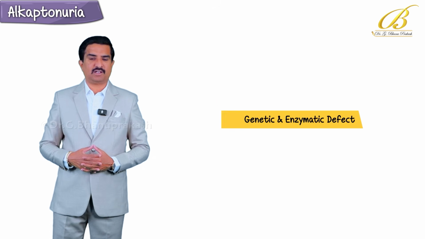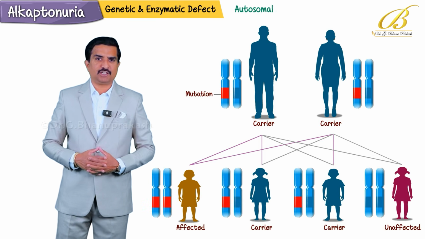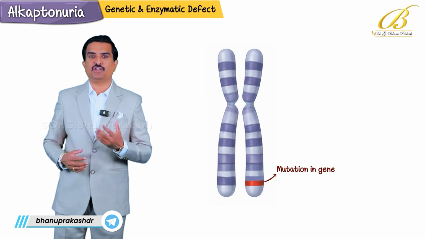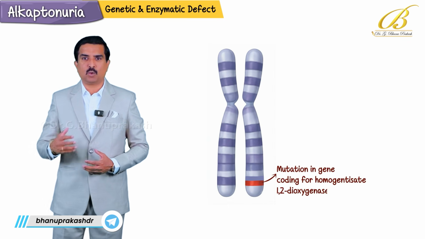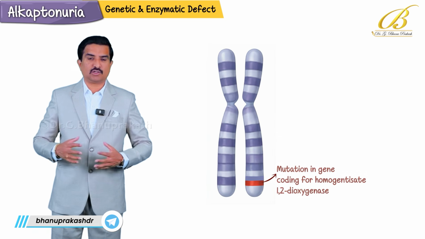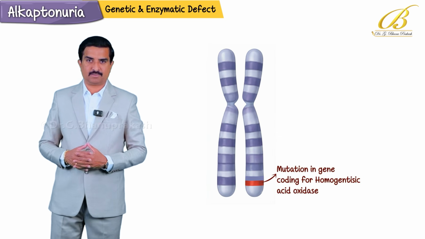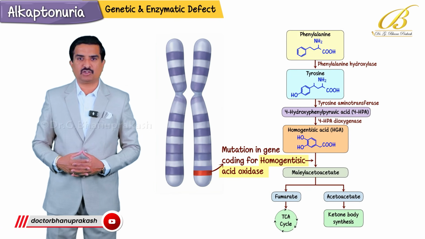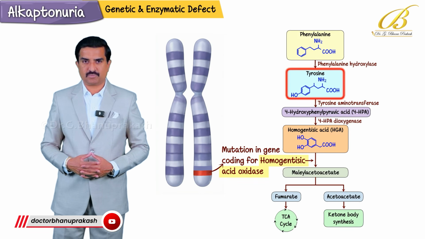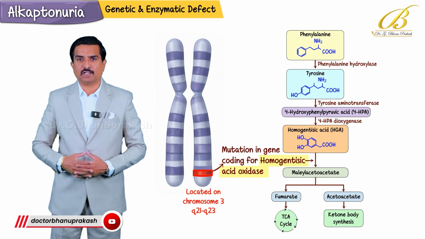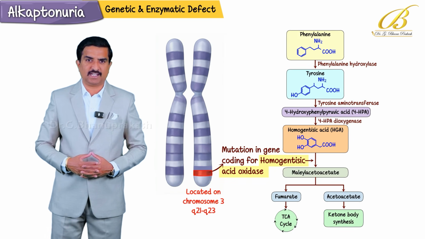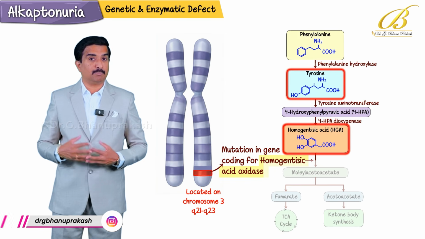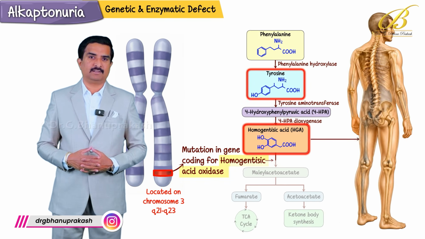So first let me talk about the genetic and enzymatic defect. Alkaptonuria is a rare autosomal recessive disorder caused by mutation in the gene coding for homogentisate 1,2-dioxygenase, also known as homogentisic acid oxidase. This enzyme is responsible for one key step in the degradation pathway of the amino acid tyrosine. So the faulty gene is located in chromosome 3, q21-q23. As a result, homogentisic acid, an intermediate in the breakdown of tyrosine, accumulates in body tissues.